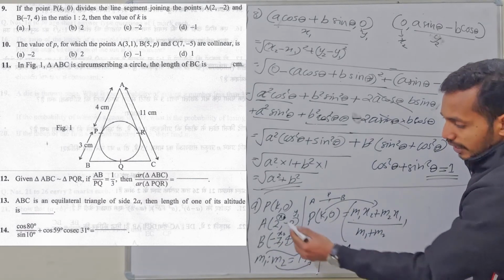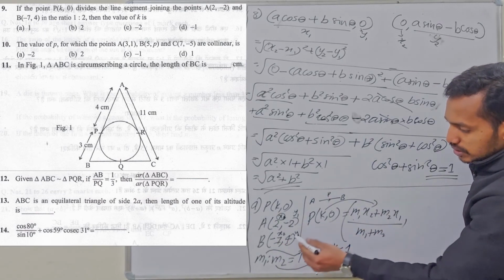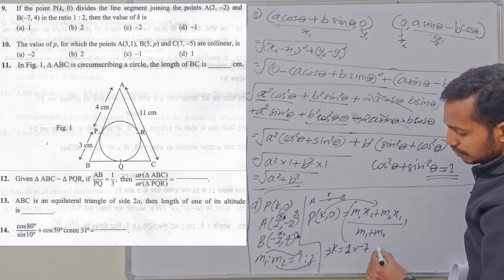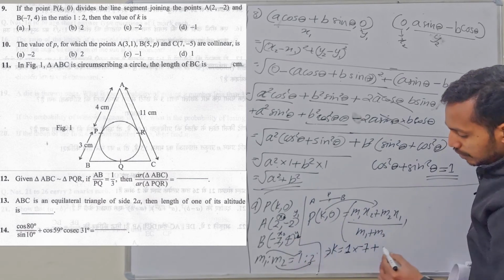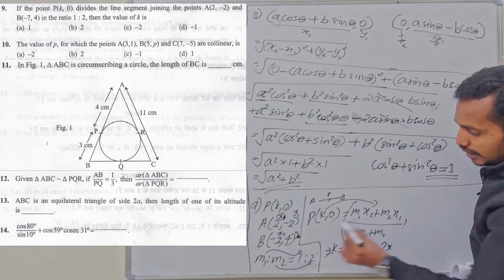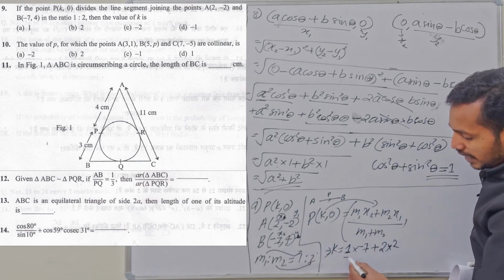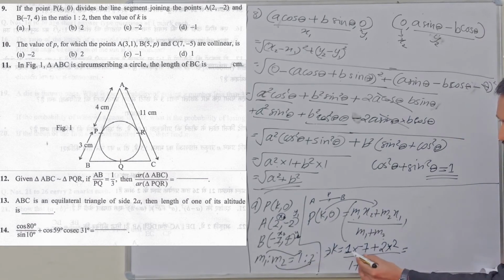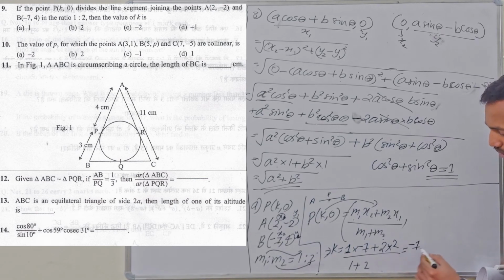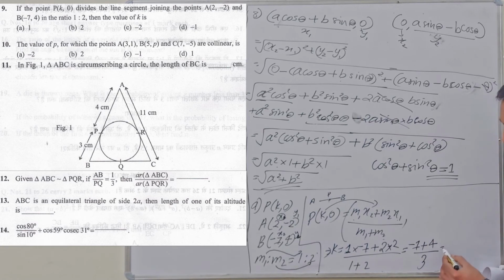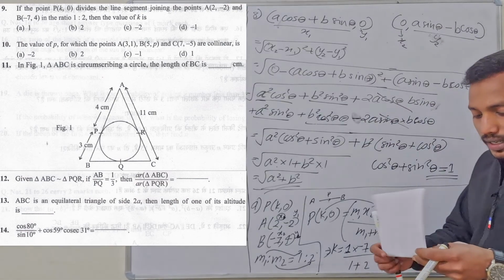Clear? Then m1 is 1 into x2 is minus 7, plus m2 is 2 into x1, which is equal to 2, divided by m1 plus m2, that is 1 plus 2. Which is equal to minus 1 into 7, minus 7, plus 2 into 2, 4, divided by 1 plus 2 is equal to 3, which is equal to minus 7 plus 4 is minus 3 by 3, which is equal to minus 1. So which option is right? k equal to minus 1, so option D is the correct one.